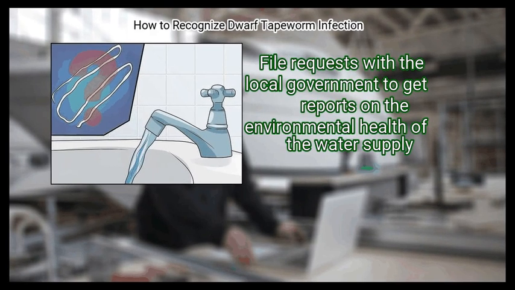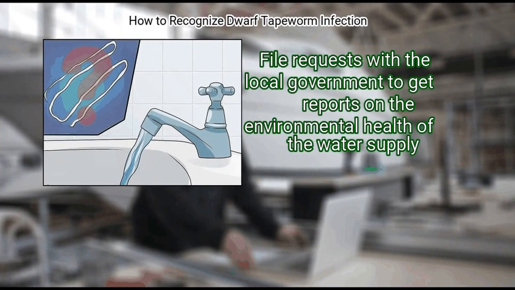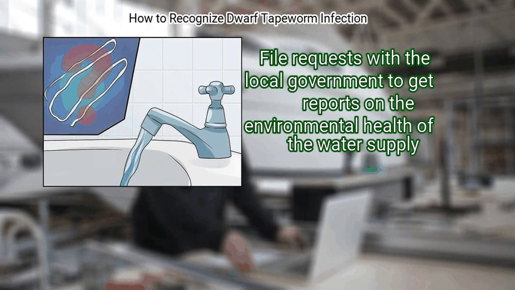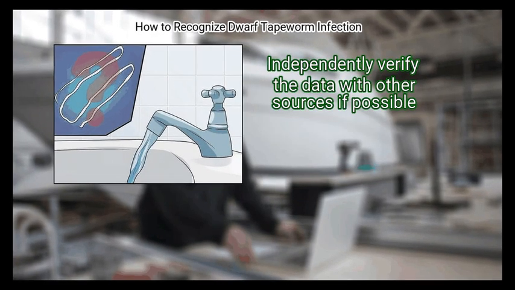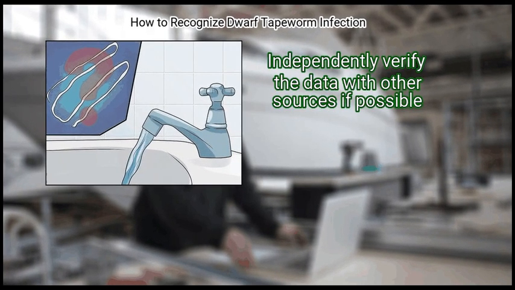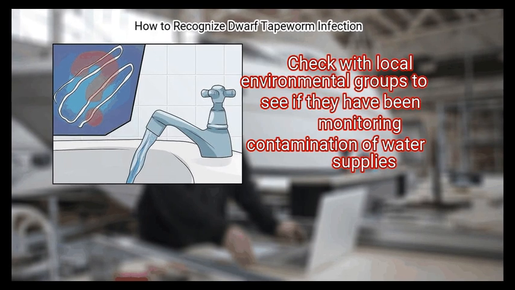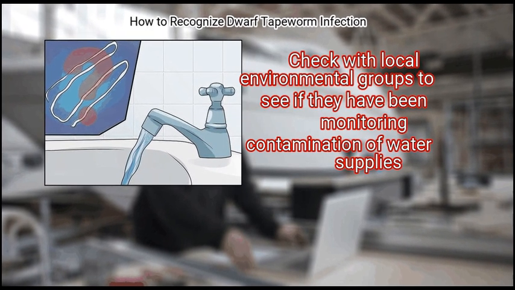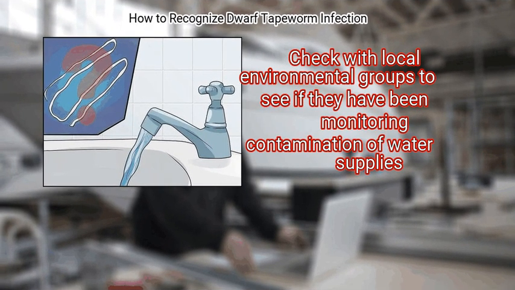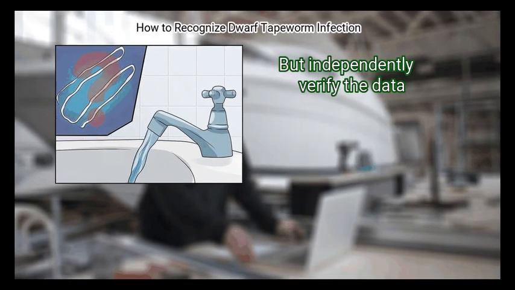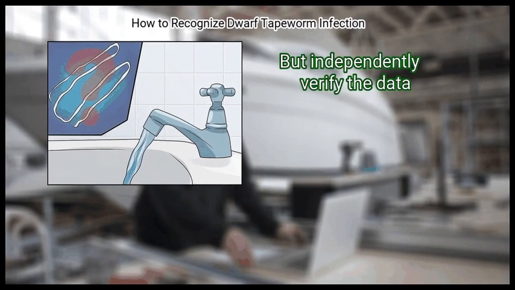File requests with the local government to get reports on the environmental health of the water supply. Independently verify the data with other sources if possible. Check with local environmental groups to see if they have been monitoring contamination of water supplies. But independently verify the data.